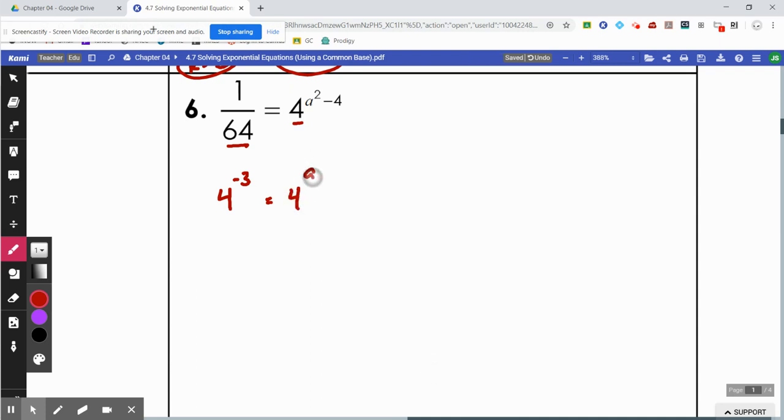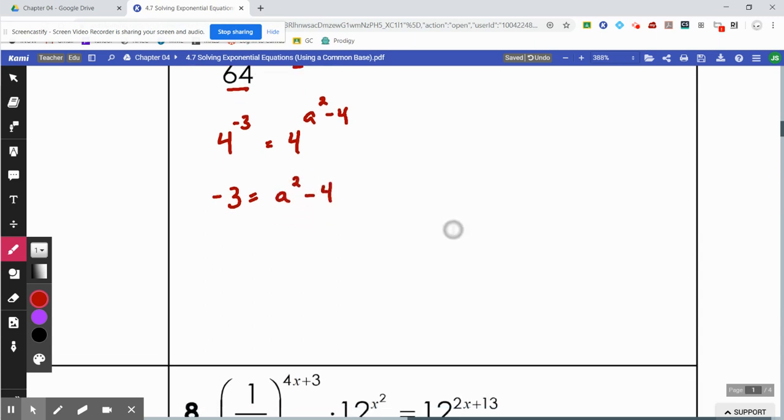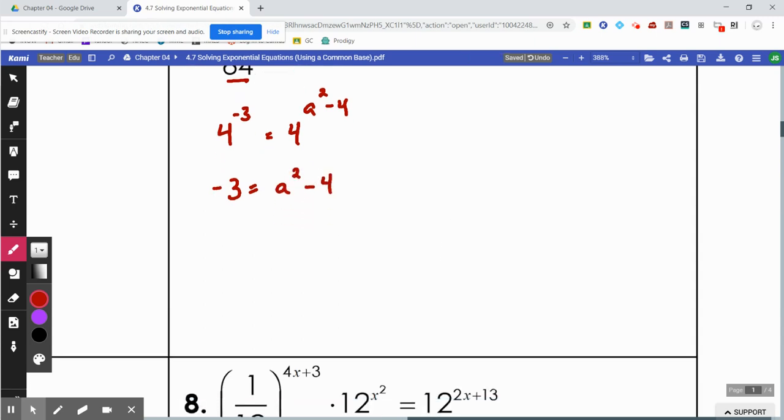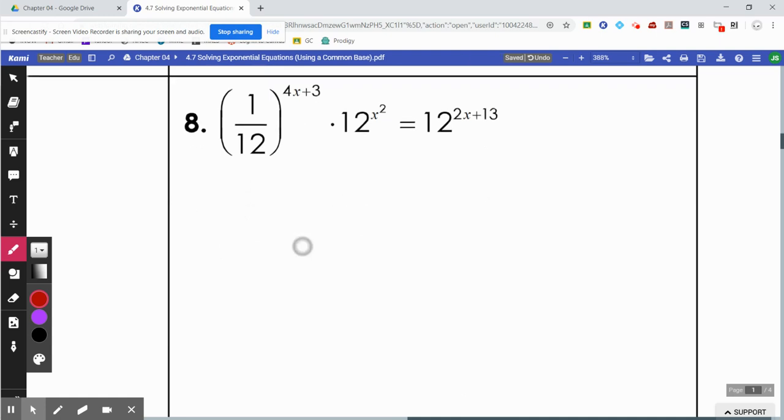That's equal to 4 to the a squared minus 4 power. Since the bases are now the same, we can set the exponents equal to each other. And notice here, this is quadratic, but you're missing your b term. There's no plain a. We only have a squared, so we can solve this by taking the square root. Let's move our minus 4 over by adding 4, and we get a squared is 1. And to get rid of a squared, we're going to do plus and minus the square root of 1, which is 1. So we have two different answers there.